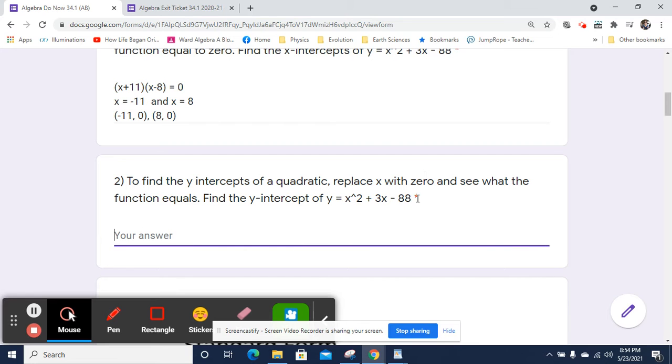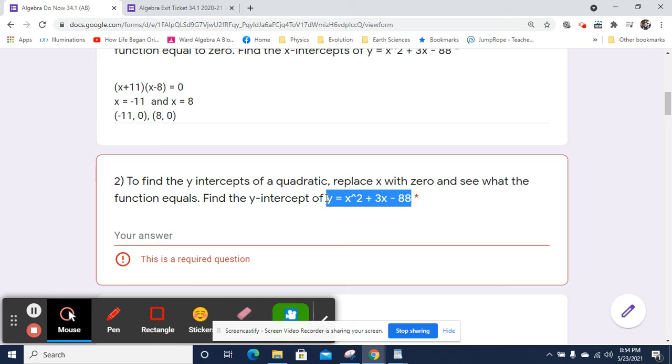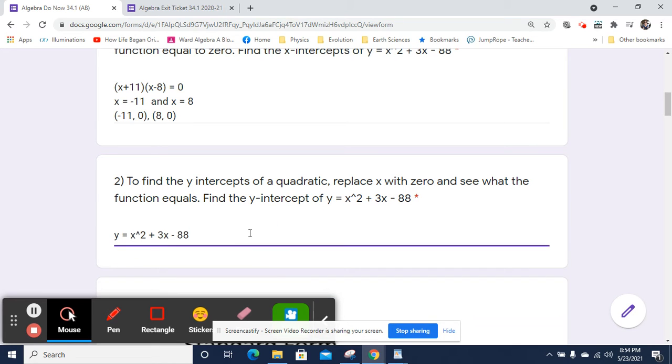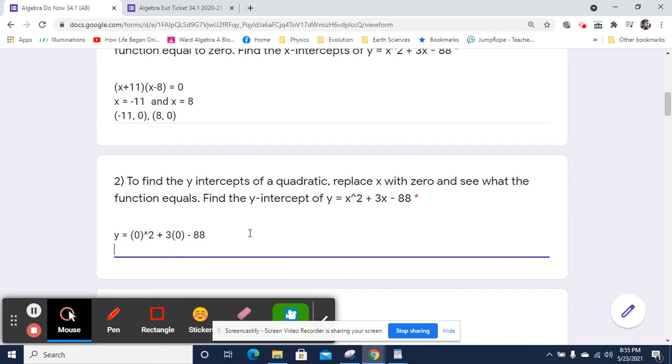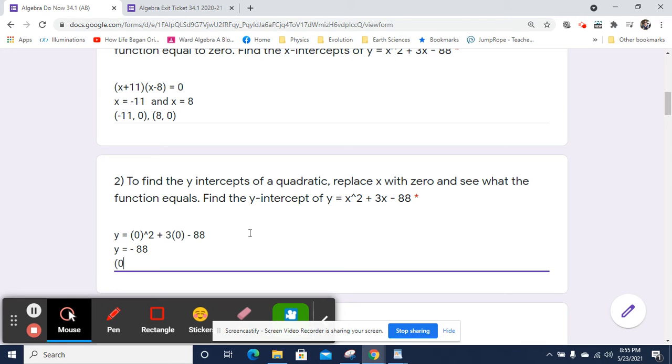I'll just show you what that's going to look like here. So we're just trying to find out what y is when x is 0. So I'm going to replace x with 0 here, and I'm going to replace x with 0 here. And so that's just going to be a whole lot of 0 minus 88. So that's just 0 plus 0. So that's 0 minus 88. So that's just minus 88. So the y-intercept is going to be at 0, comma, negative 88.